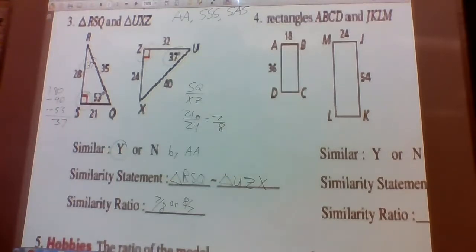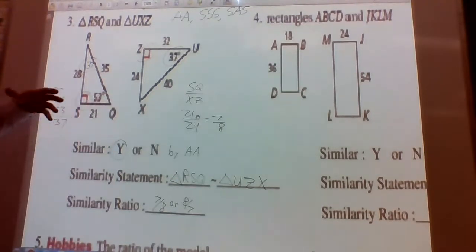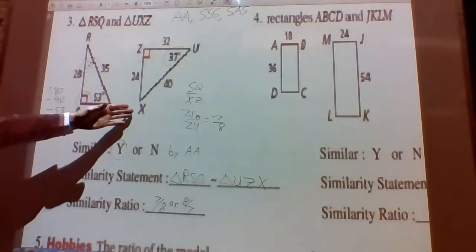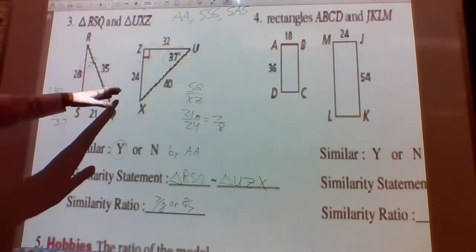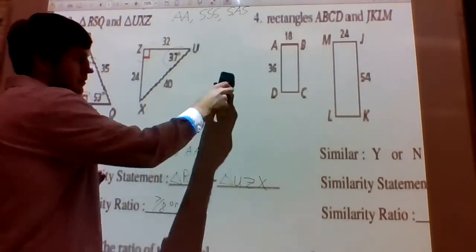Okay. We could have also used side angle side. Either one of those would work as well. We could have set the proportions up and made sure they all equaled each other. Let's do that just to see what it would look like.